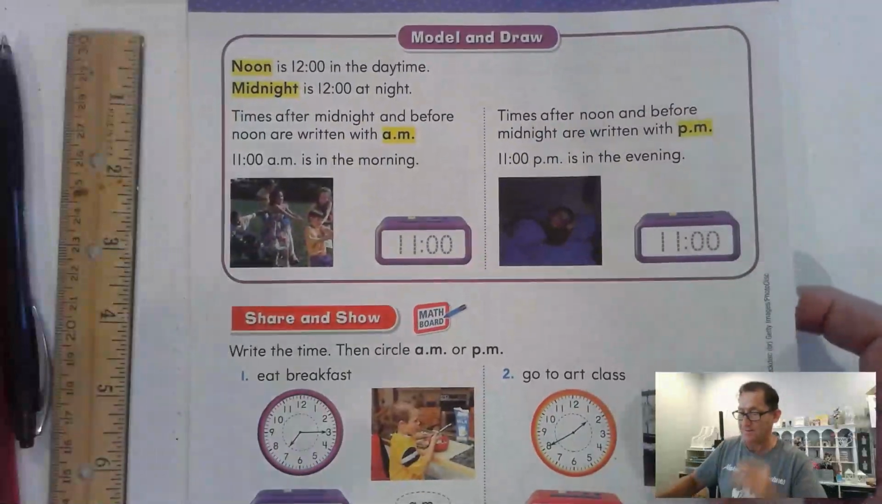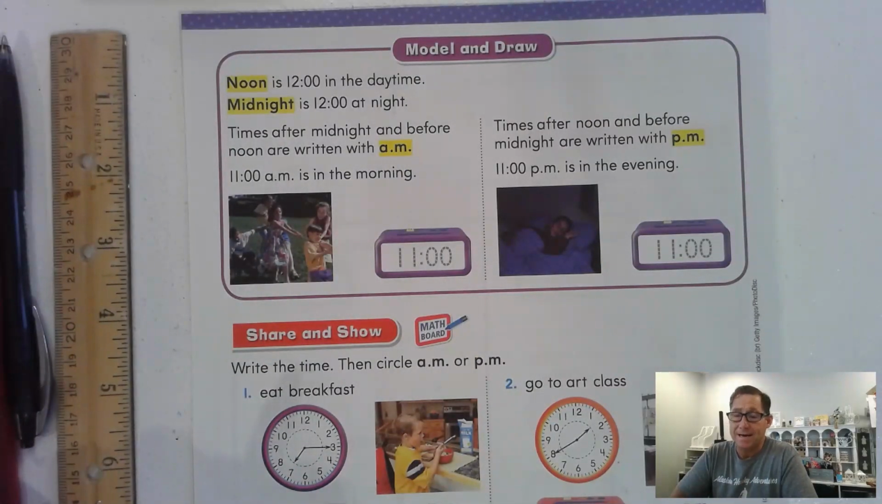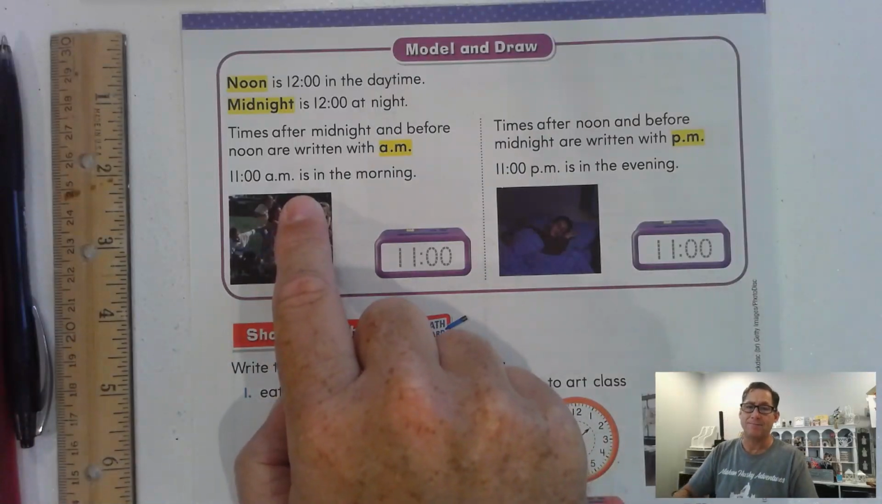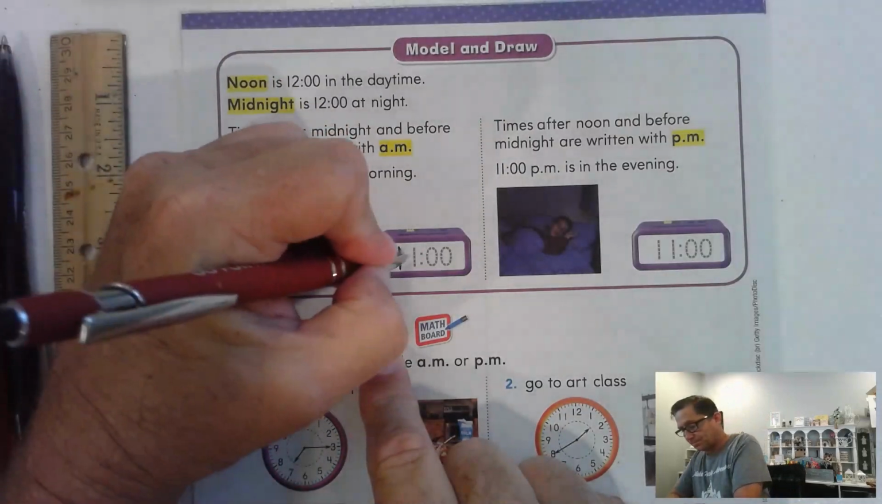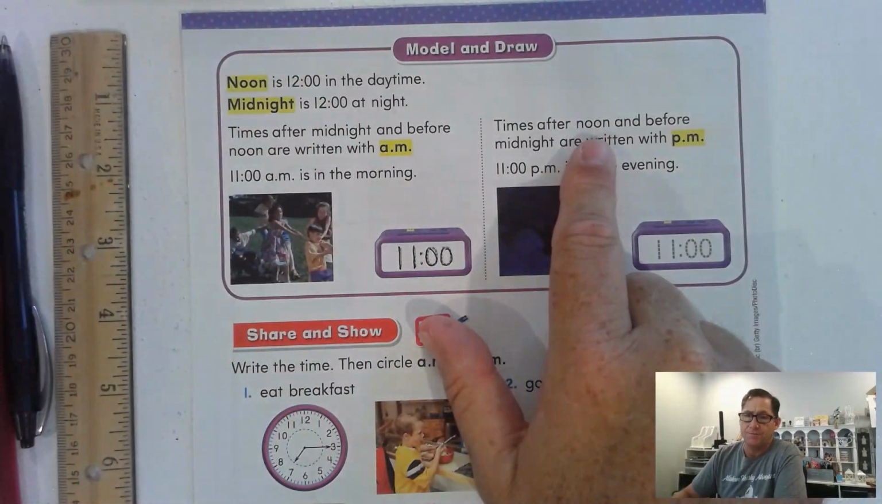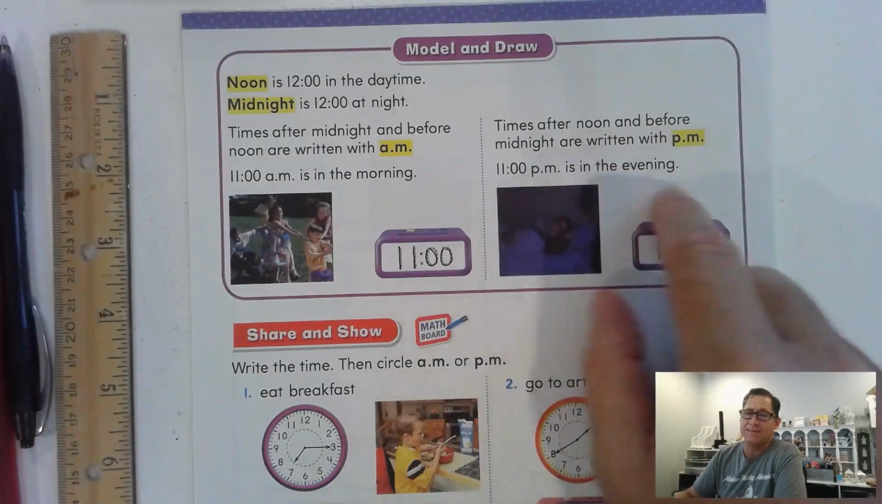So now let's talk about noon. You've heard that term, noon. That means it's 12 o'clock in the daytime. Midnight, again, you've heard that term, is 12 o'clock at night. So the times after midnight and before noon are written as AM. So 11 AM is in the morning. Times after noon and before midnight are written with PM. So 11 PM is in the evening.